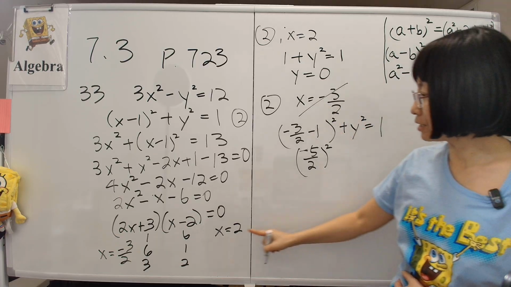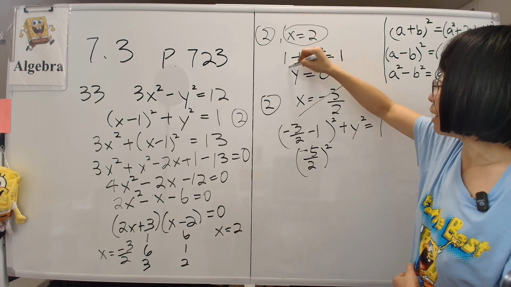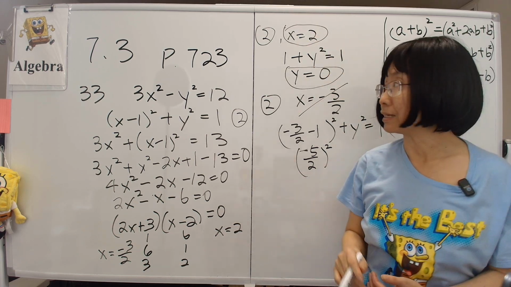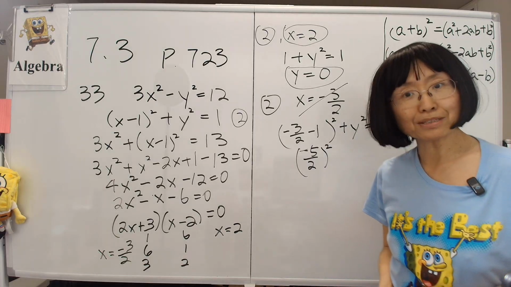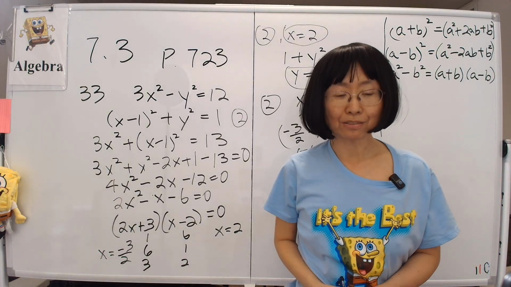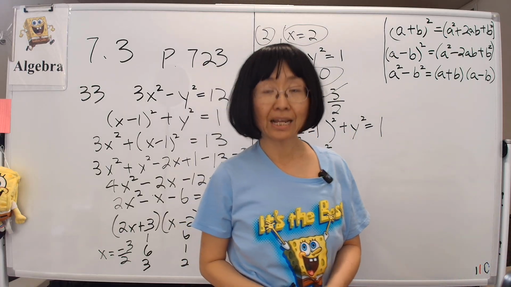So only this solution is accepted. The answer is x equal to 2 and y equal to 0, and that's it. That's the only answer that's useful, and that is what the end of the book says as well. Now I will finish this section in the next video.